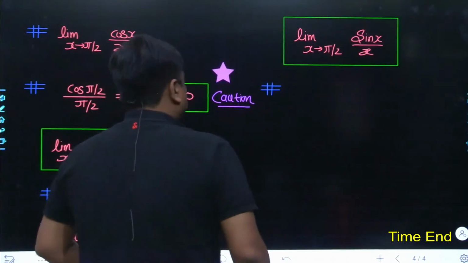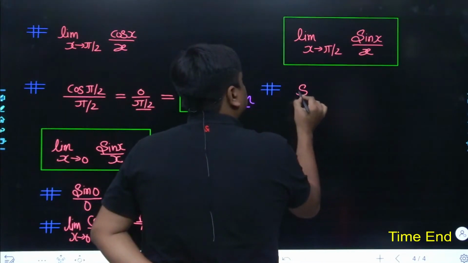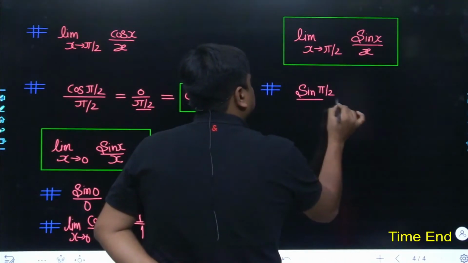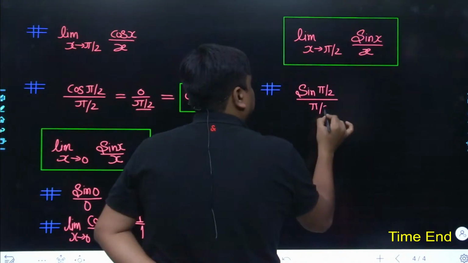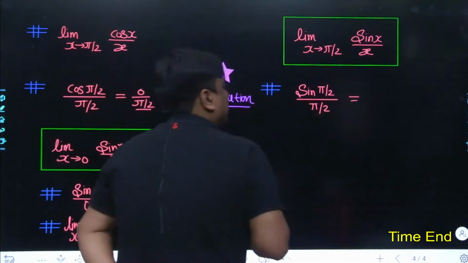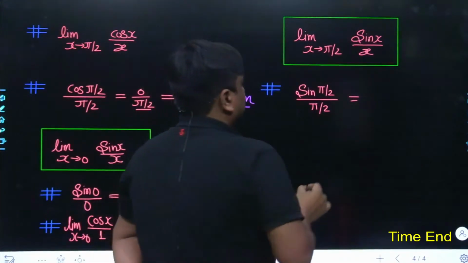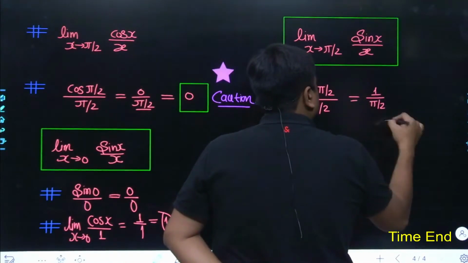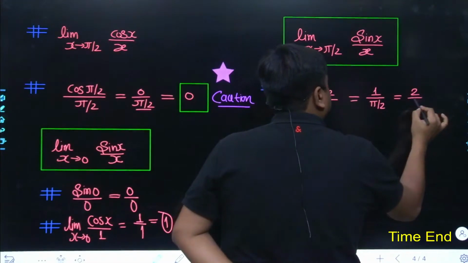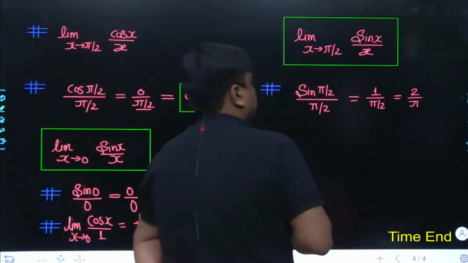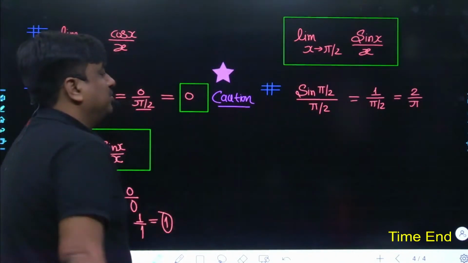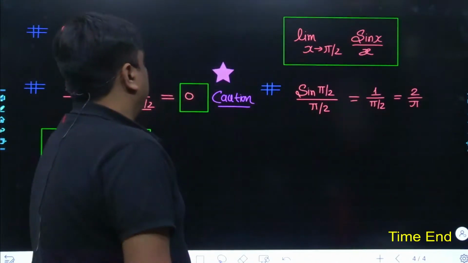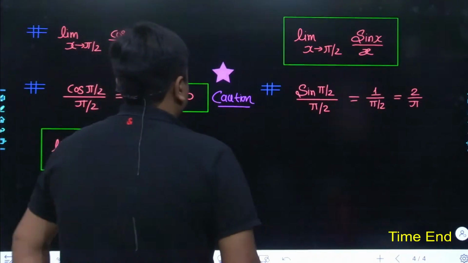So here sine x is fed as pi by 2, and in the denominator again it is pi by 2, and as we know sine of pi by 2 stands for 1, and here comes 1 divided by pi by 2. The 2 goes upside and pi remains as it is. So the answer which we find for this problem is 2 by pi. This thing must be clear to all of us.